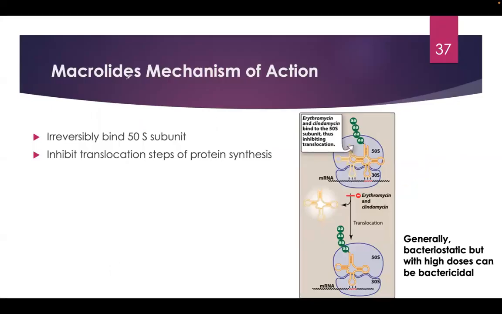Something to think about. But how do these work? They irreversibly bind the 50S ribosomal subunits, and that's going to inhibit, again, that translocation of protein synthesis. And you can see here, when we talked about our 30S, we were right there. Now we're just taking it up here, inhibiting translocation. And they're generally considered bacteriostatic, but my opinion on static versus cidal, the 3-log kill.